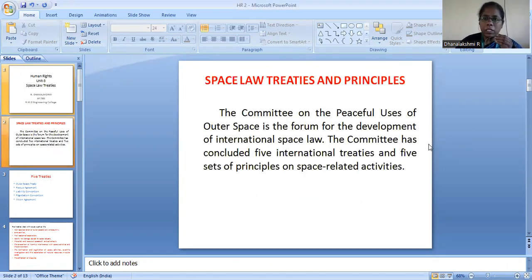So space law treaties and principles, when we talk about it, is the Committee on the Peaceful Uses of Outer Space, because as humankind, we want peace not only on the earth, not only on our planet, but also in outer space. So the Committee on the Peaceful Uses of Outer Space is the forum for the development of international space law. The committee has concluded 5 international treaties and 5 sets of principles on space related activities. So it has set 5 treaties and 5 principles. We'll see what they are one by one.